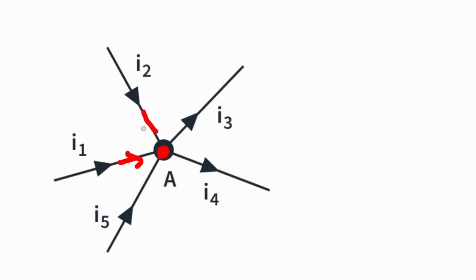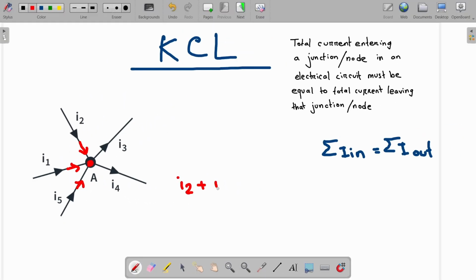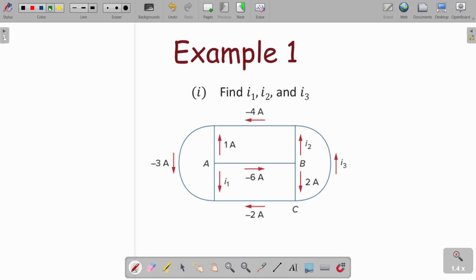Here I1, I2, I5 are entering the junction. Let's write their algebraic sum. Now this will be equal to the total current leaving the junction. In this case, it will be I3 and I4. Let's use this concept in the upcoming question.